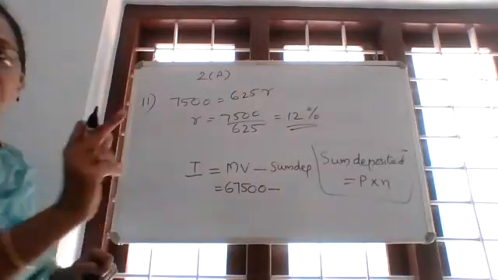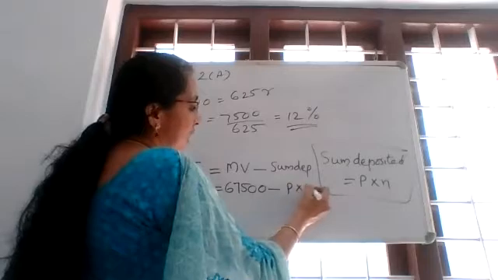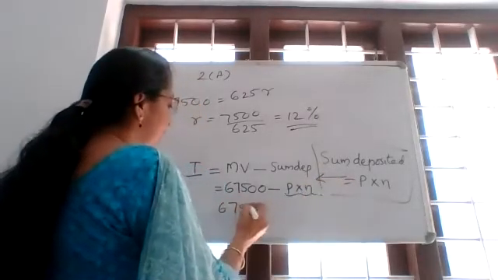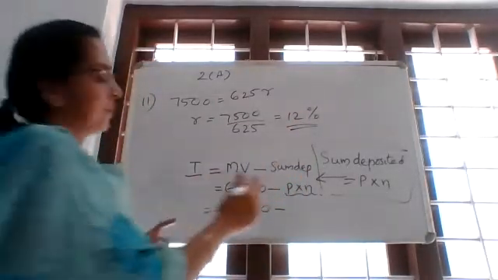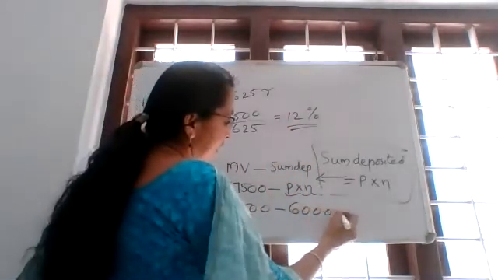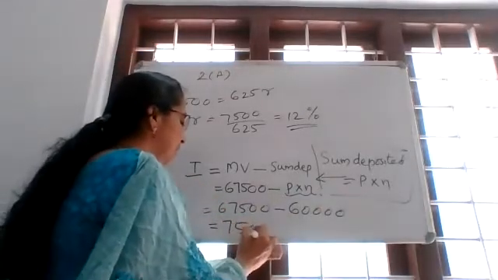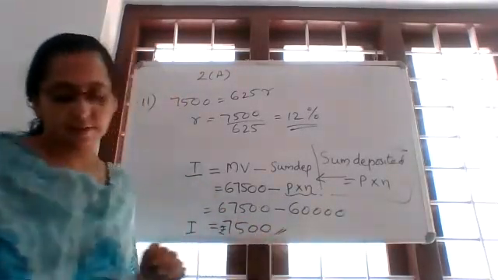Sum deposited, what is that sum deposited? Sum deposited means P into N. We know the formula. Sum deposited means 2,500 into 24, that is 60,000. So the interest is 67,500 minus 60,000, which is 7,500 rupees. 7,500 is the interest. Okay.